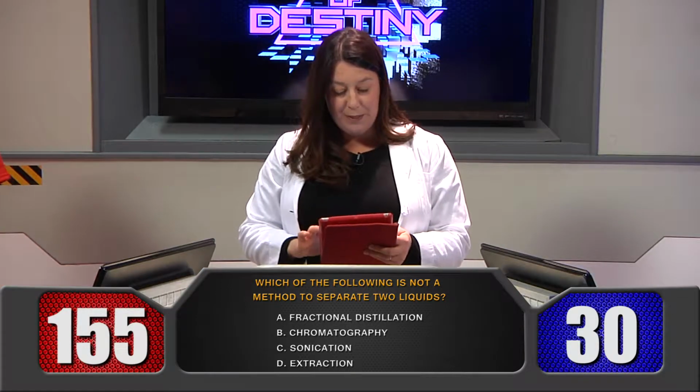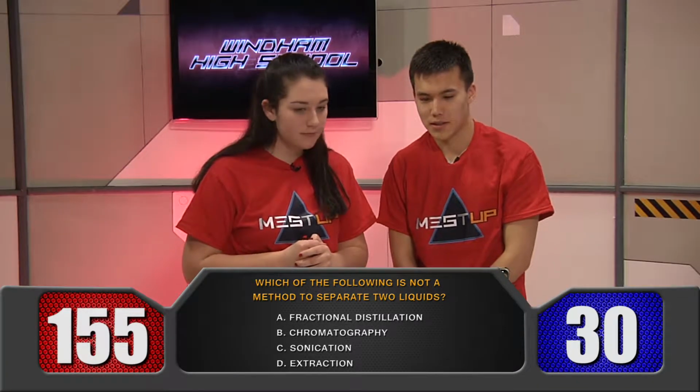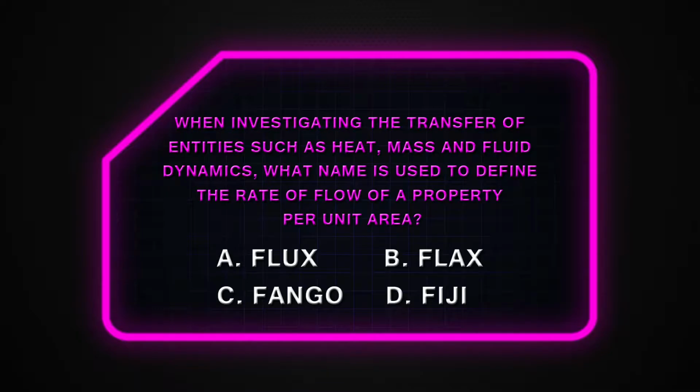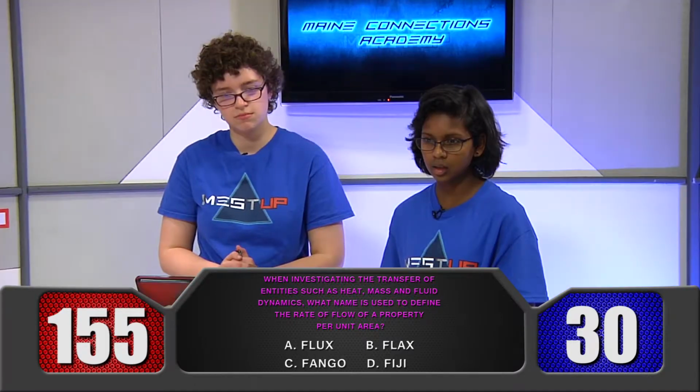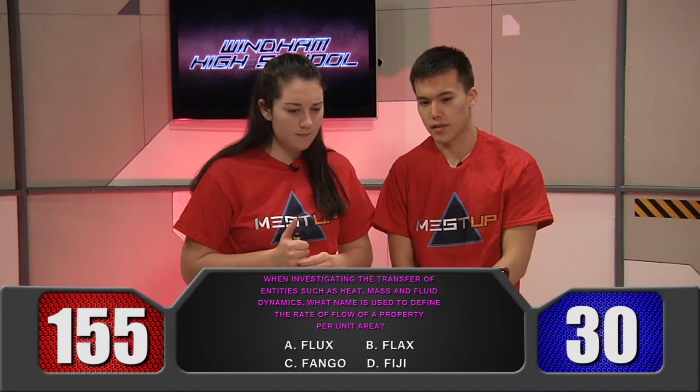And red team, your choice. Let's do engineering for 20. Engineering for 20 points. When investigating the transfer of entities such as heat, mass, and fluid dynamics, what name is used to define the rate of flow of a property per unit area? Red team. Is it A, flux? It is.